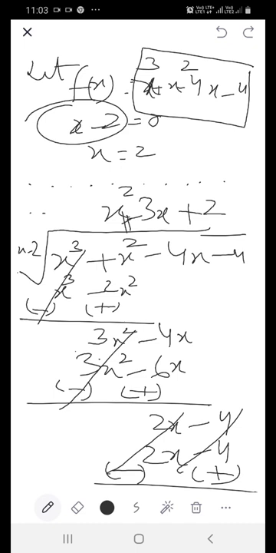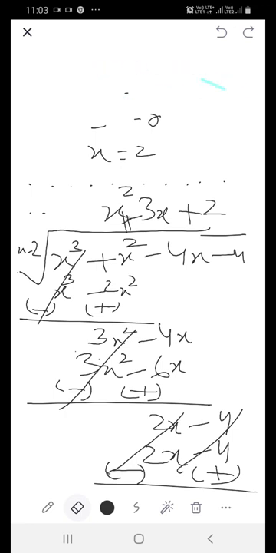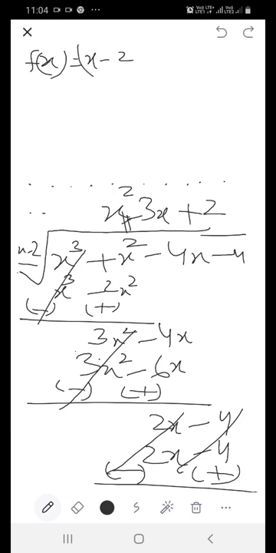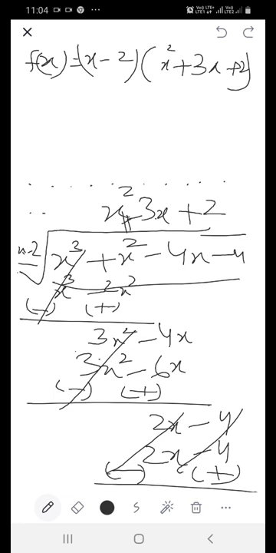So what quotient do you get? x square plus 3x plus 2. Now see the steps for how you are going to write. You are going to write f(x) is equal to first these two factors, divisor and quotient, that is x minus 2 and x square plus 3x plus 2. The product of these two is equal to the dividend.